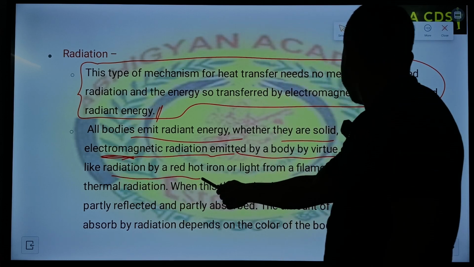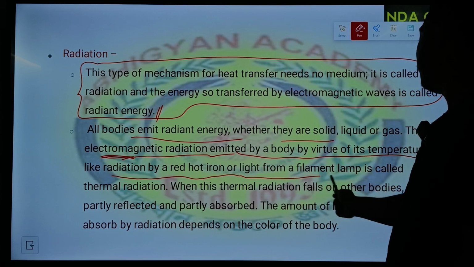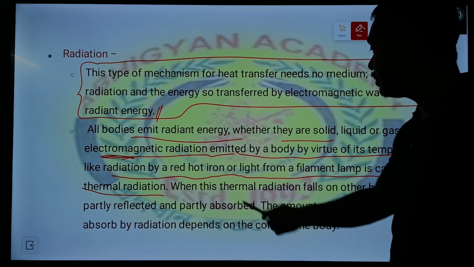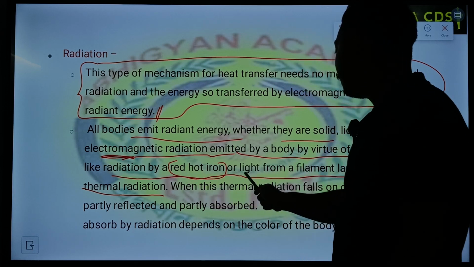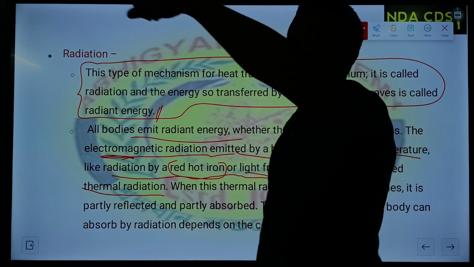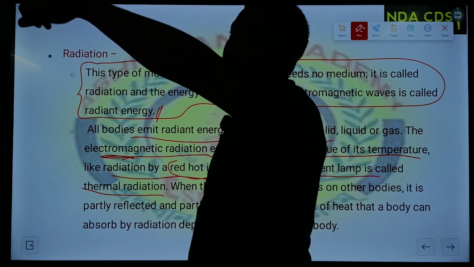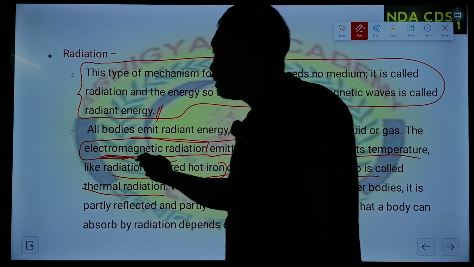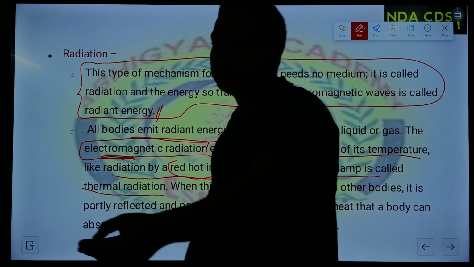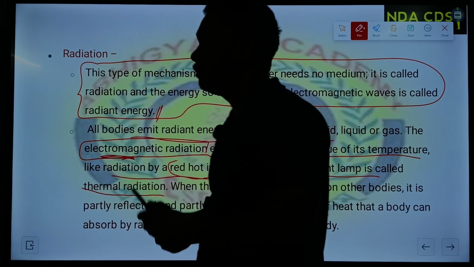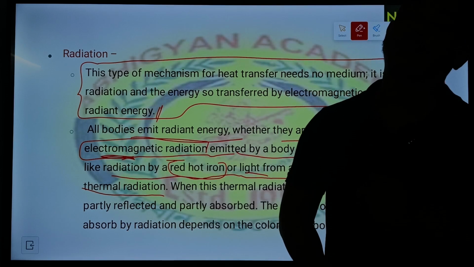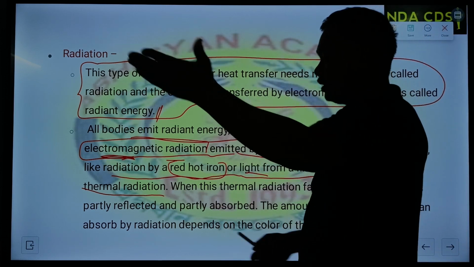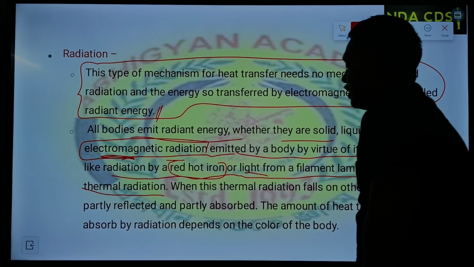Like radiation from a red hot iron or light from a filament lamp, this is what we call thermal radiation. The energy which you are getting from a red hot iron, or from the light coming from our bulb filament, is what we call electromagnetic radiation. What you can see, and the little heat you feel in the room, is because of the light, because of electromagnetic radiation. Understood?